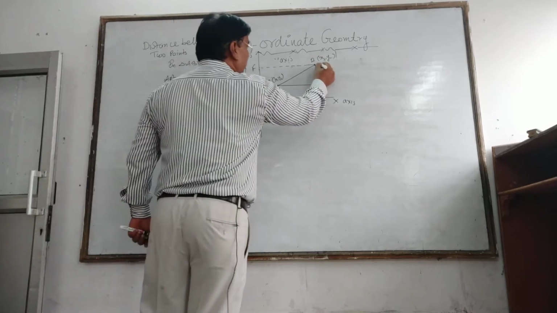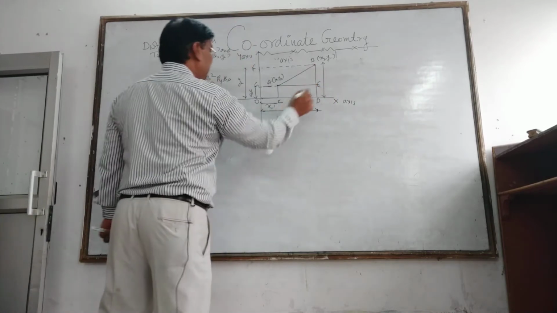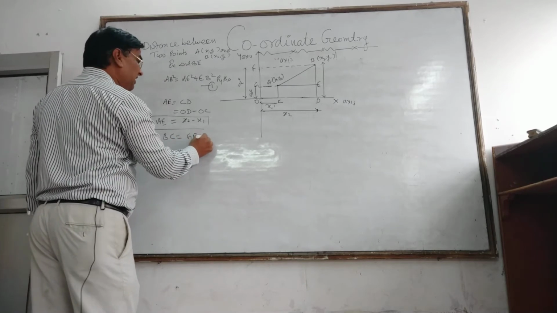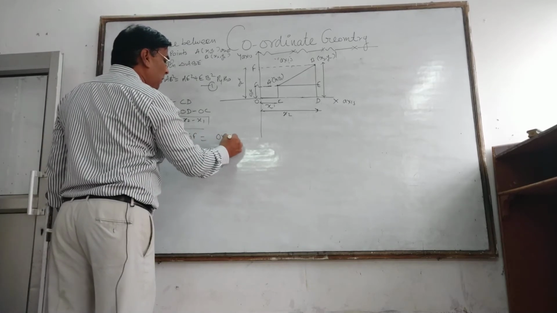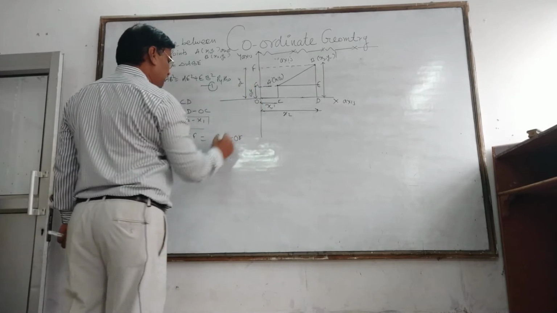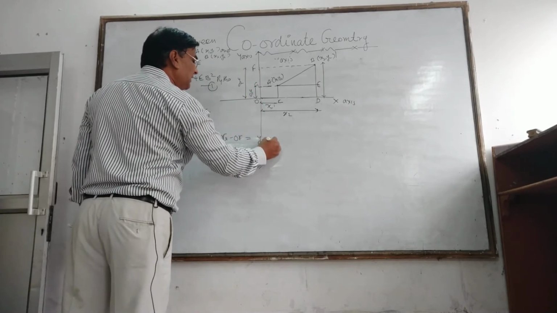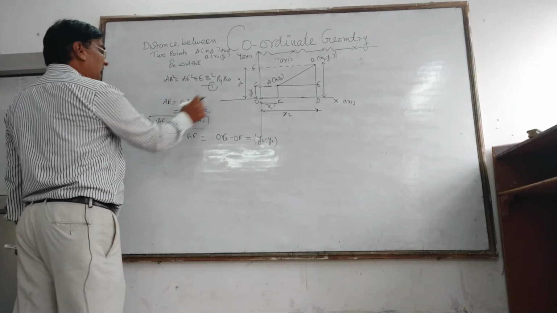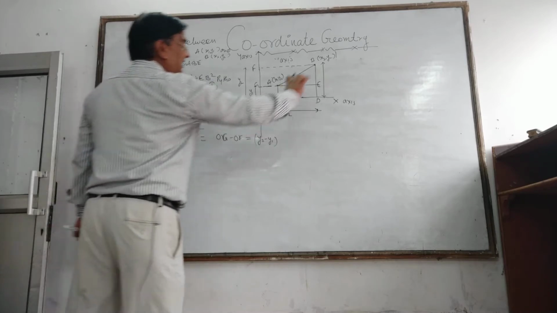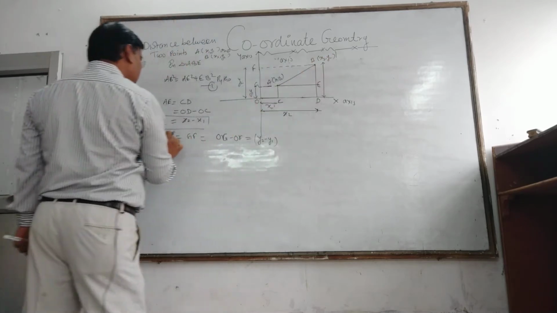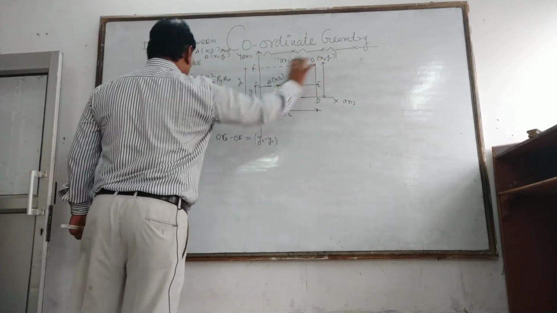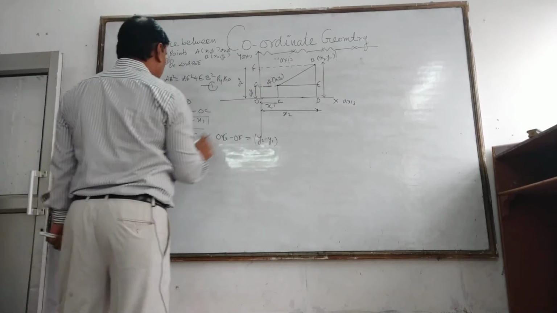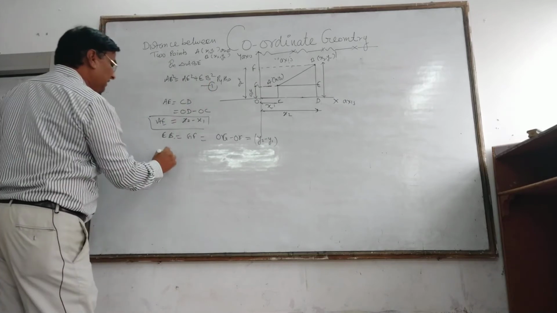Now look here about BC. BC is equal to GF. That is OG minus OF, that is y2 minus y1. Now put the value of AE and EB. EB is equal to GF. So you can put the value of AE and EB.